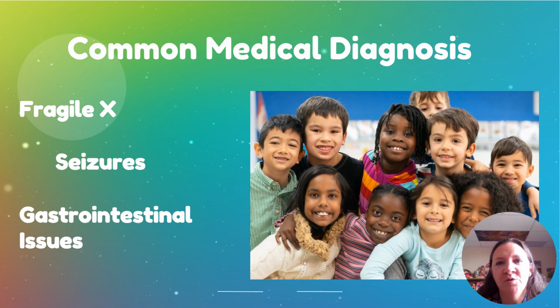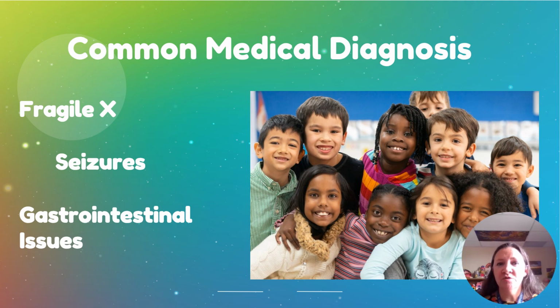Next, we're going to move on to common medical diagnoses and take a look at Fragile X, seizures, and gastrointestinal issues. About 1 in 4 children with autism spectrum disorder have seizures, often starting in childhood or in the early teen years. This can sometimes result in short-term loss of consciousness or blackouts or convulsions or staring spells. A seizure is usually diagnosed with EEGs, but some kids with autism also have abnormal EEGs, even if they have not had a seizure that an individual can see.